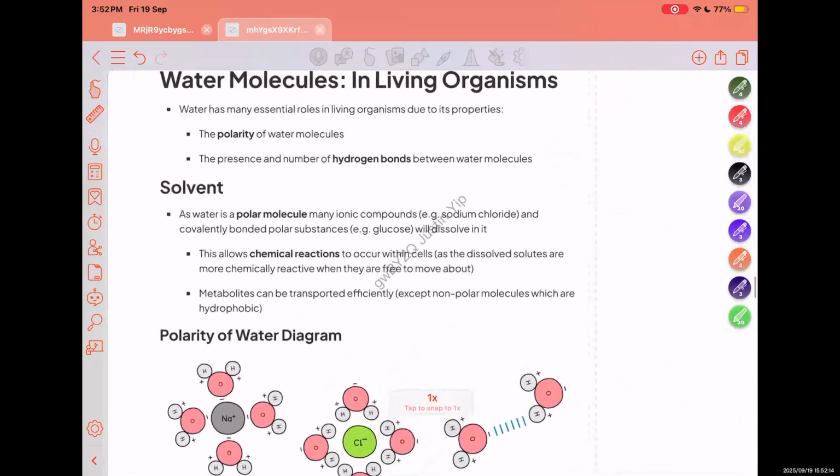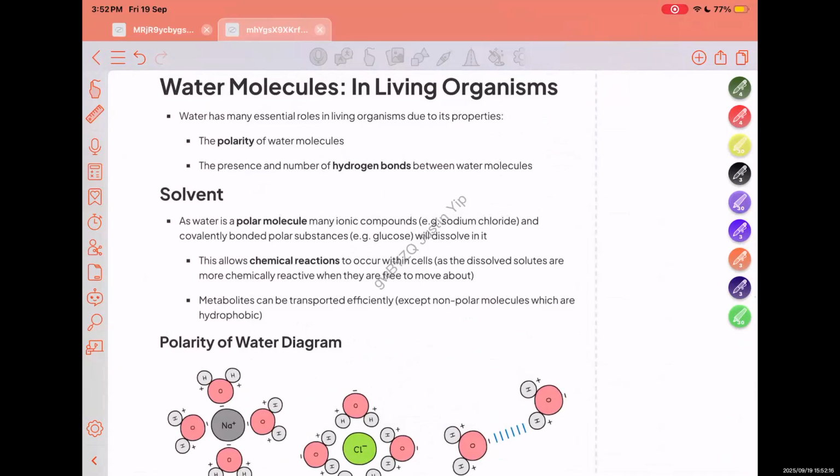So water molecules, okay, we have different properties. First one is their polarity. Second one is the presence and number of their hydrogen bonds. So for your solvent, as the water is a polar molecule, many ionic compounds and covalently bonded polar substances will dissolve in it.